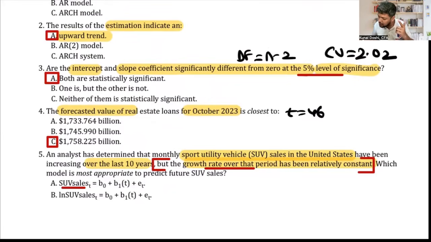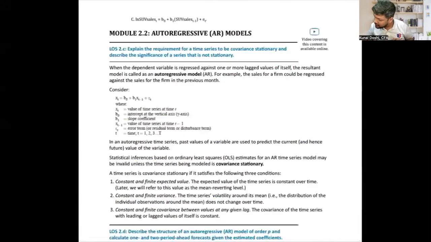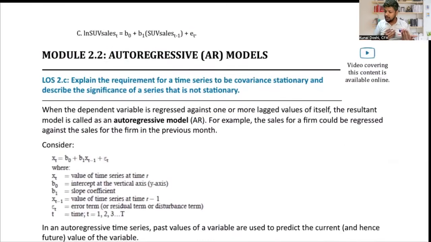First one is a linear model. Second one is a log linear model, correct? This looks like it, but let me look at the third one. Third one is also log linear model. What's the problem? In the third one it is based on the previous year.